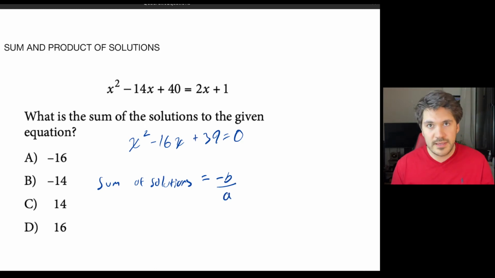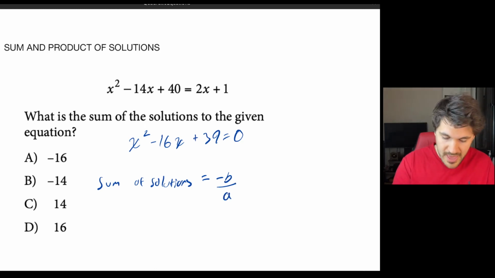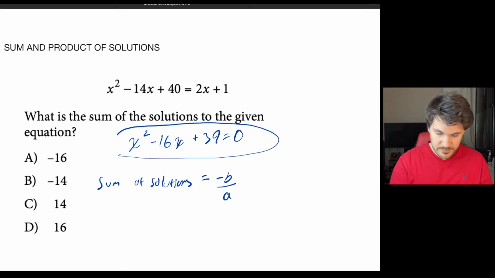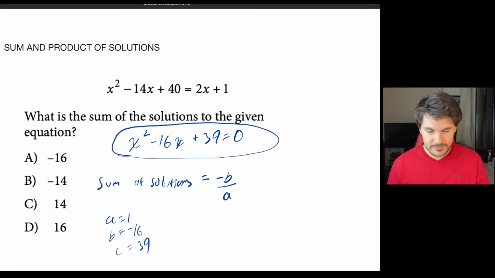Now recall what b and a were. A is the coefficient of the x squared term, so in this case it's 1. Oh actually, sorry, we're not going to use the original, we're going to use the equation we came up with. So a is equal to 1, b is equal to negative 16, c is equal to 39. So the sum of the solutions is equal to negative 16 over 1, so just positive 16.